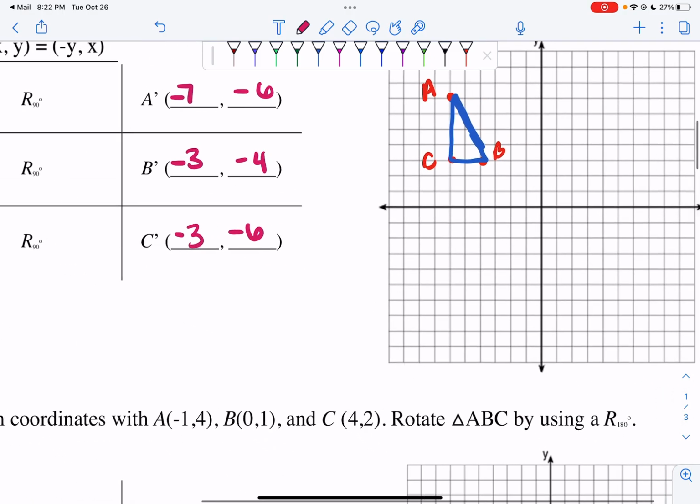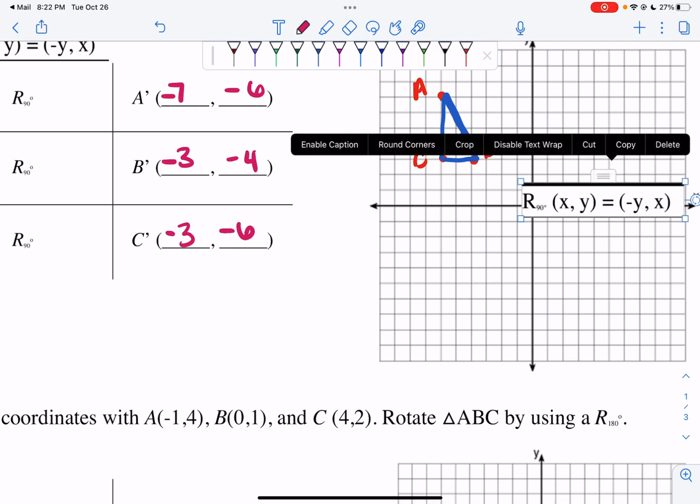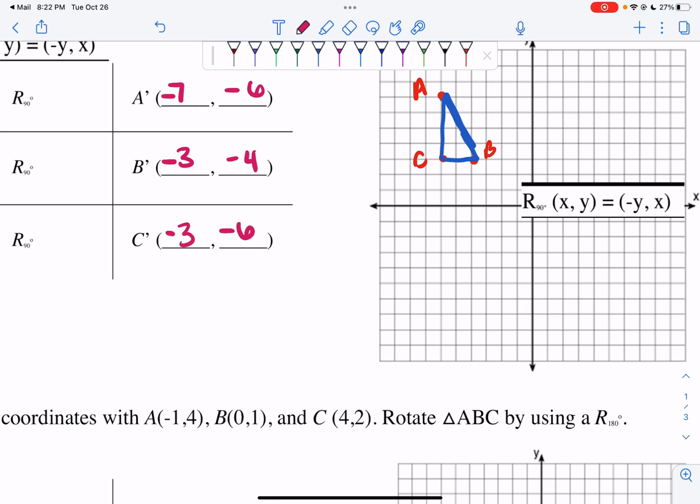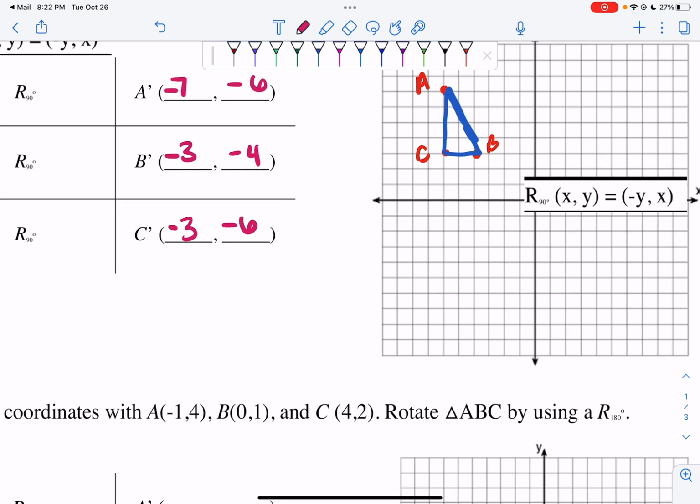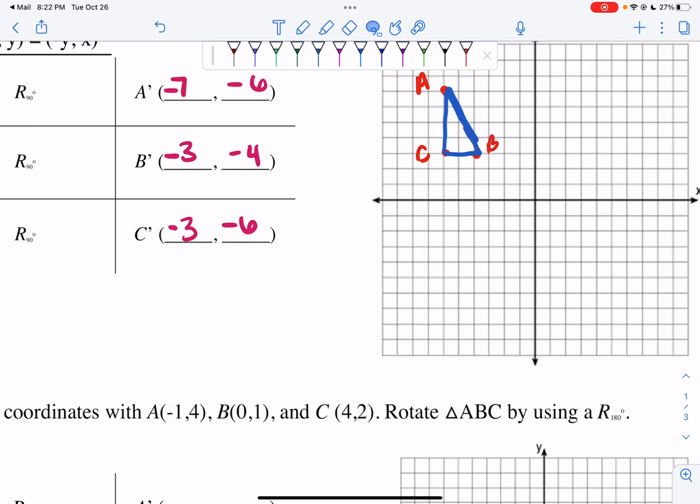Now I plot these points. So I have -7, -6. So left 7, and down 6.